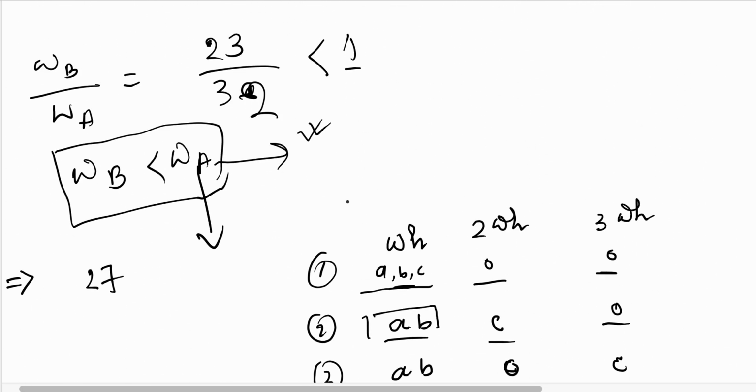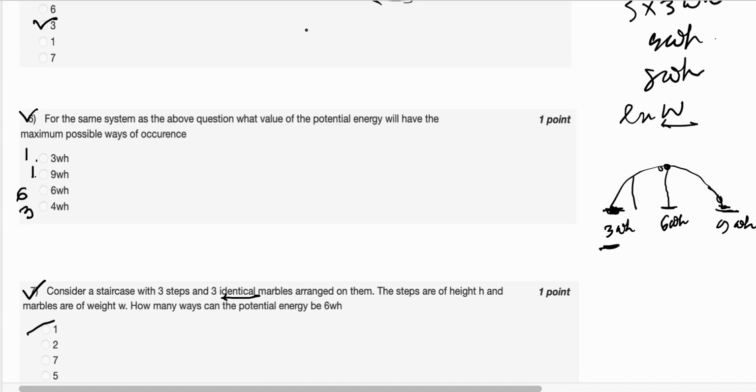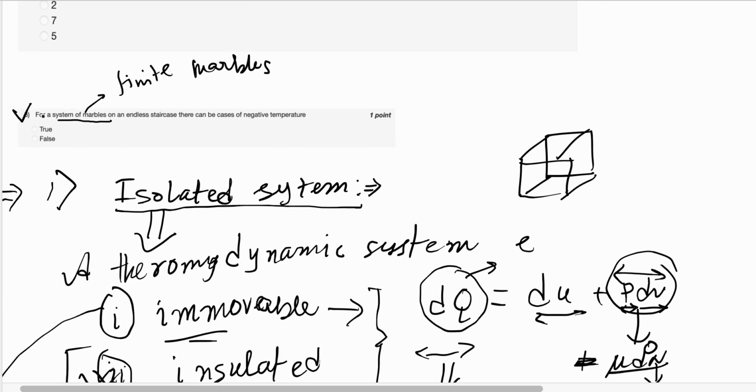Now the last, third question. In the third question, what is asked is: consider a system of marbles, a finite number of marbles, according to the textbook. If I put the finite number of marbles on an infinite staircase, can the temperature be negative?